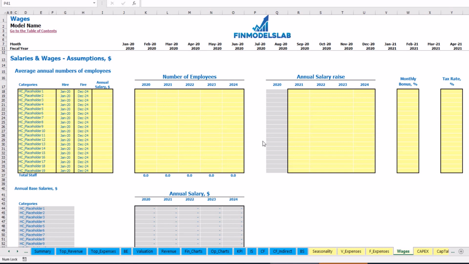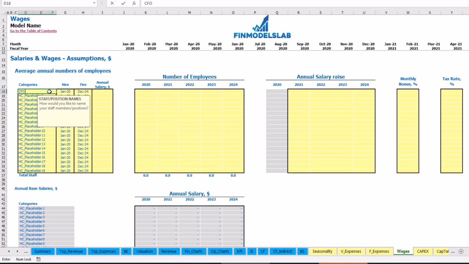On the wages tab you can input your headcount by categories, with hire and fire date, with annual salary, with ability to input different number of employees by years, with annual salary rise percentage, with monthly bonus and tax rate. Let me give you a couple of examples.